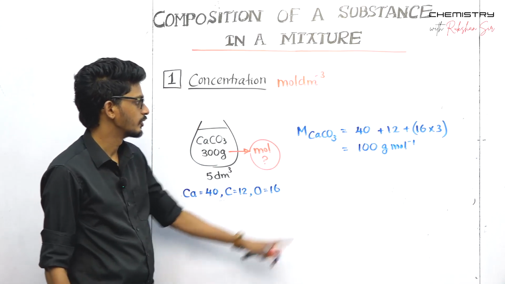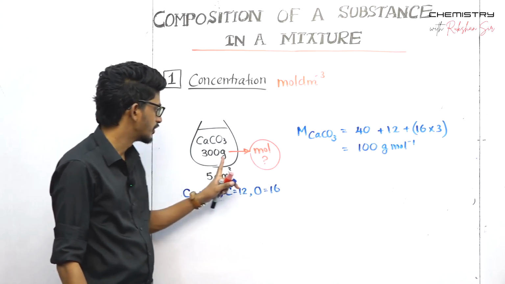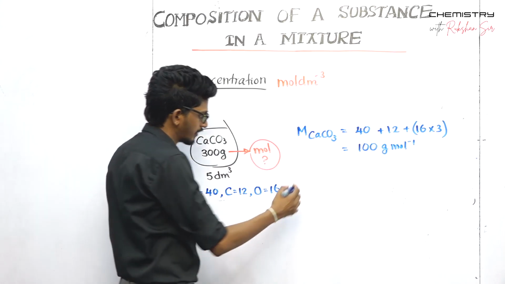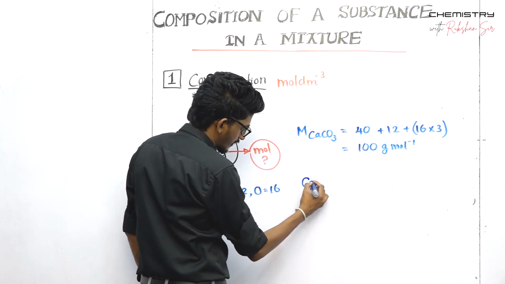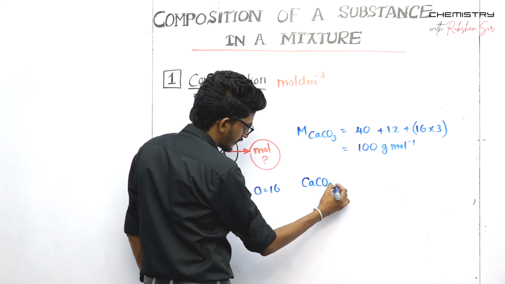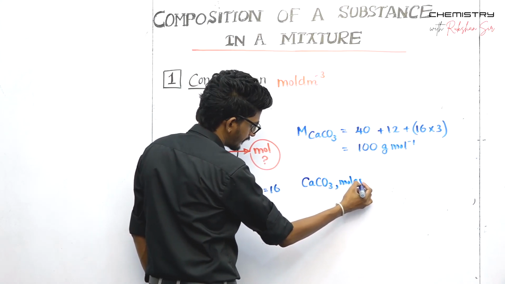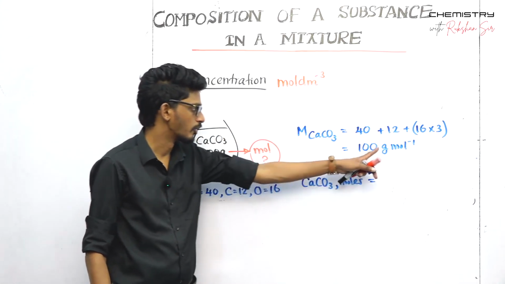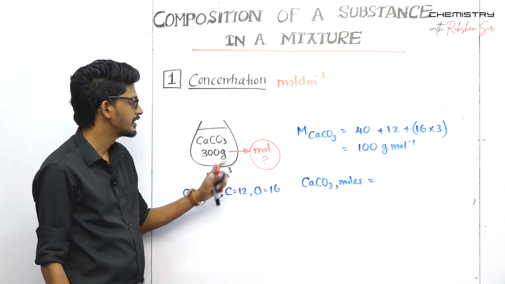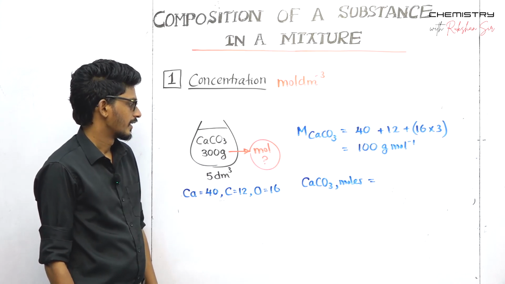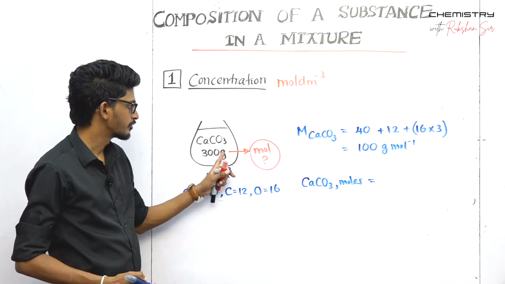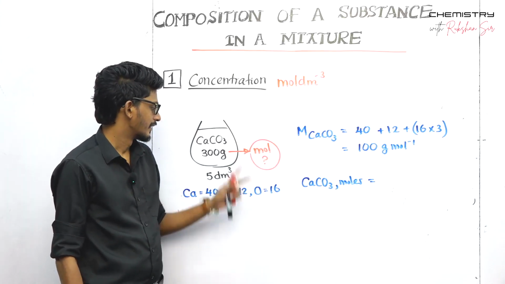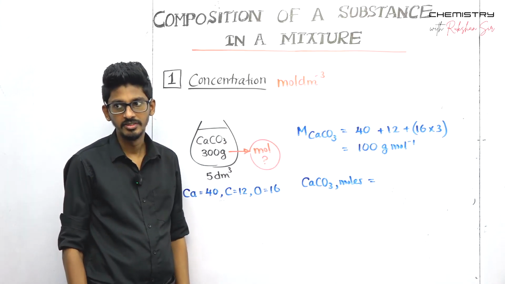Now we can use this g mol^-1 value and the g value to come up with the mole value of calcium carbonate. So, calcium carbonate moles is equal to, what do we need to do? We have the g mol^-1 value and we have the g value. You need to cancel off the g value, so it should be a division.